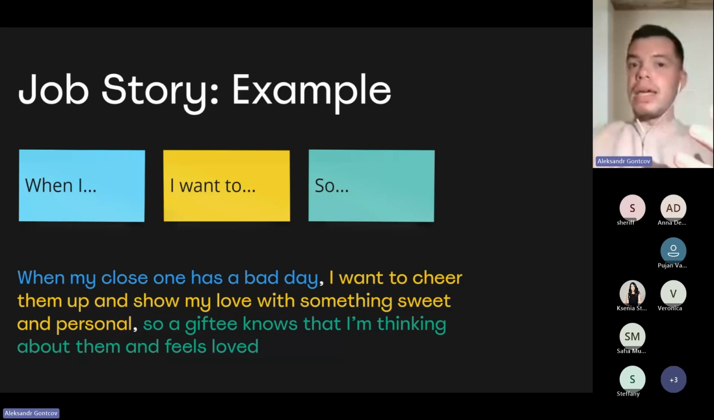We see a bad day here as a context. We see that a customer wants to proactively do something for that person, and we see that they benefit from seeing their friends, their loved ones again feel love, content, and absolute, and maybe go back to their normal happy state, or at least cheered up a little bit.